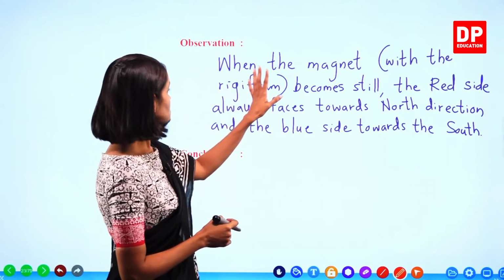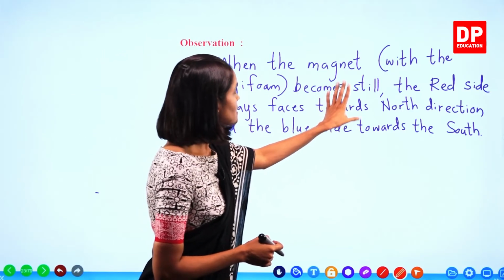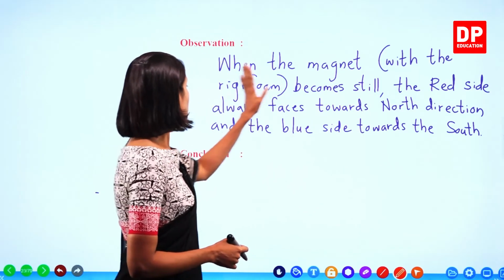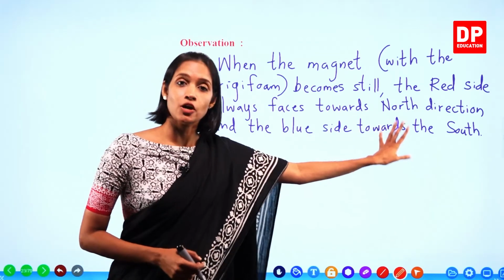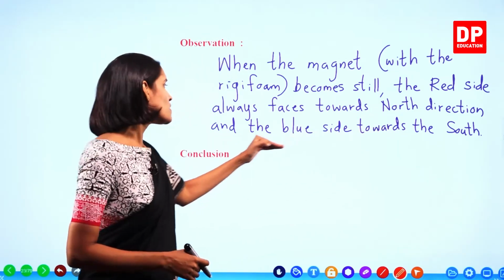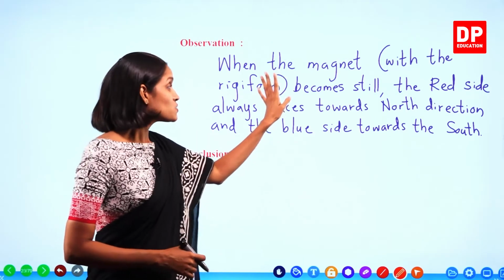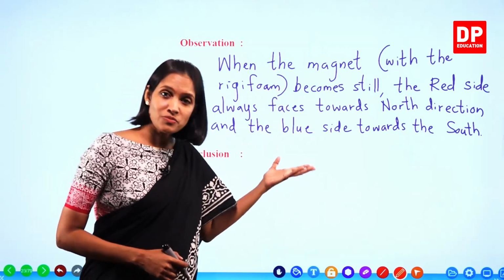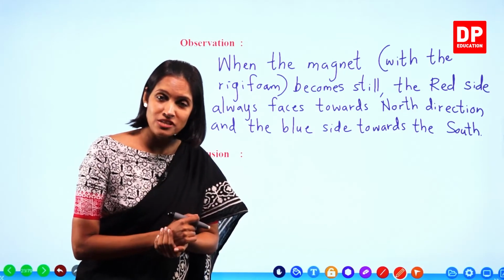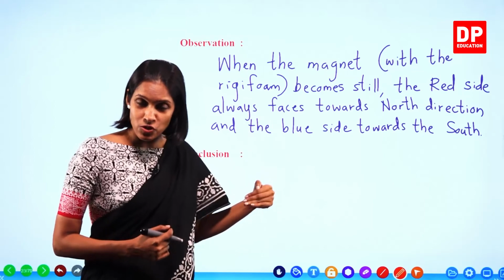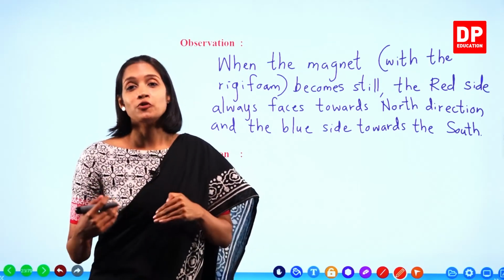When the magnet with the rigiform becomes still, the red side always faces towards the north direction and the blue side towards the south. Okay, children? So what is the conclusion? Just as in the previous experiment, it's very clear: when a floating magnet becomes still, what happens? Always the two sides lie between the north and south directions.